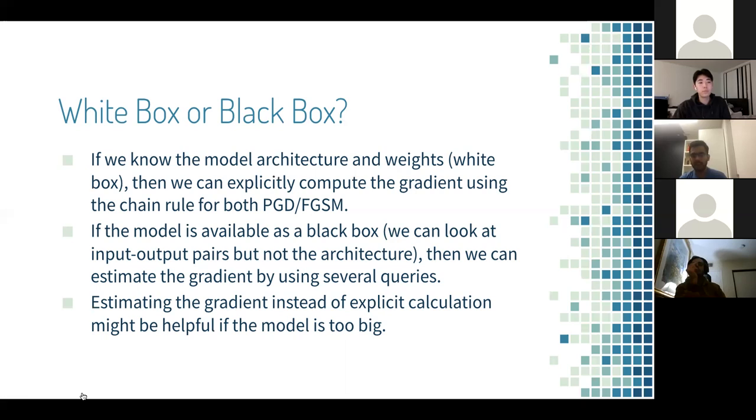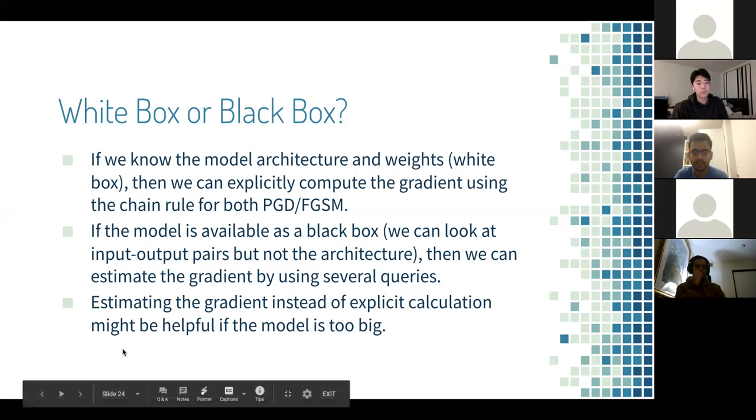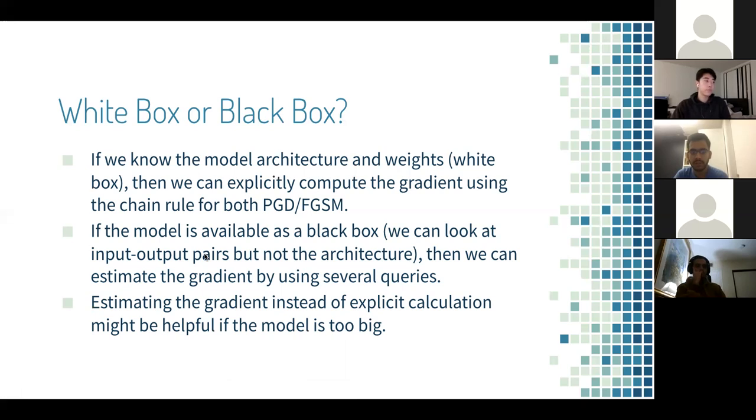Any questions about what we've covered so far? Anything about the algorithms or the difference between white box and black box attacks? So in this method where we approximate the gradient using the outputs, doesn't this rely on our understanding that the inputs are kind of close to each other in space? Or am I misunderstanding this?